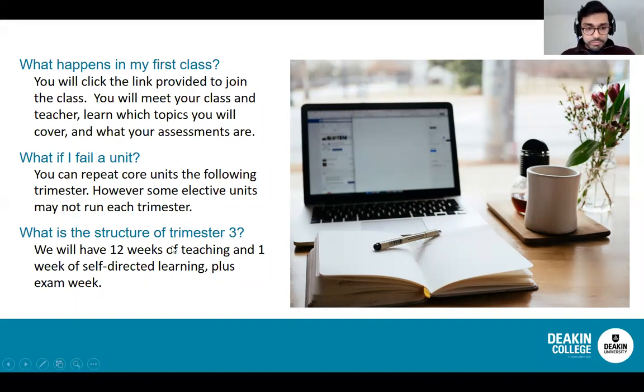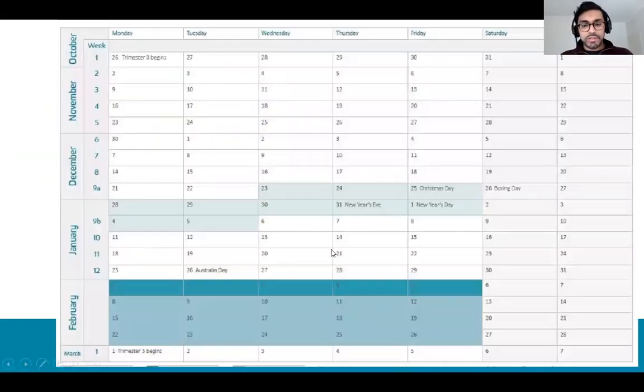What is the structure of trimester three? For trimester three, we will have 12 weeks of teaching and 1 week of self-directed learning plus an exam week. If you want to have a look at that course timetable, you can see that week one starts on the 1st of October and goes all the way until week nine. You can see week nine cuts off in December, where we close down for the Christmas and New Year's period. Then we open up again in January. The 6th of January will be your first day of classes in the next year. That will be a continuation of weeks 9, 10, 11, and 12. Okay? And your exams will be held in February.